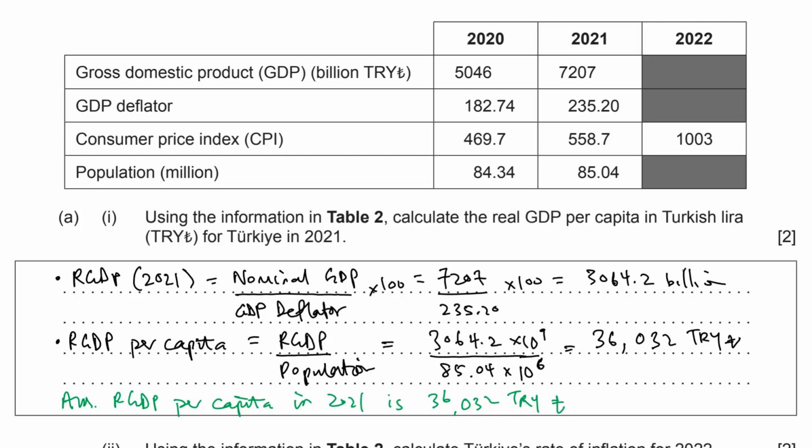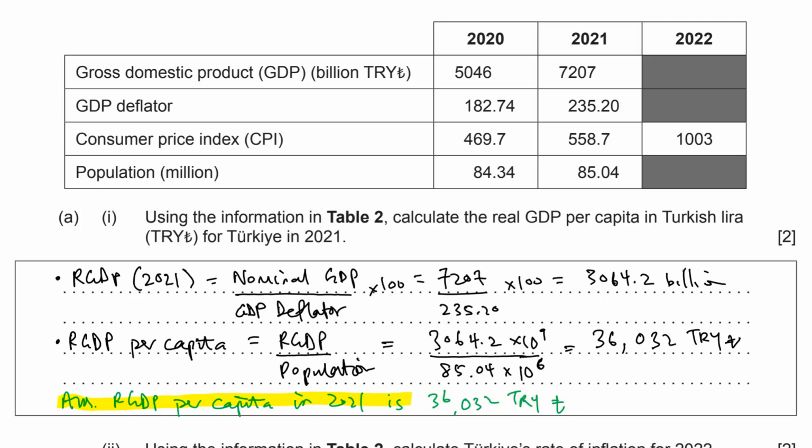Okay, so that's the only thing to be a little bit conscious about. So you take that 3064.2, multiply by 1,000, and then we divide by 85.04, and that should give us a real GDP per capita of 36,032 Turkish lira. And if you have any space, then it's good practice to provide a little one sentence just to answer the question. The real GDP per capita in 2021 is 36,032 Turkish lira.